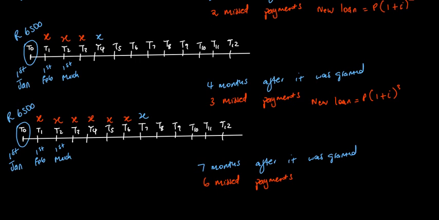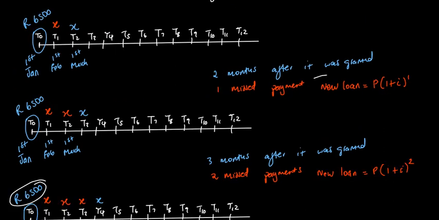However, what will be P? P is the old loan, good people. P will be the old loan that you initially agreed on, meaning that will be the 6,500. That is the old loan that will grow to a new loan. So even here the P would be 6,500, the old loan. We're going to look at an example and just see how we apply whatever I've just told you.